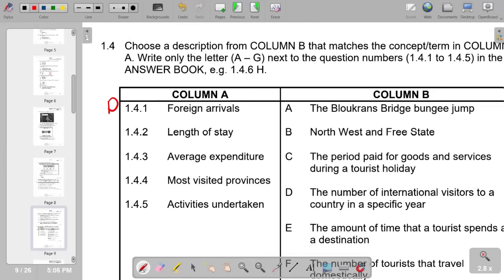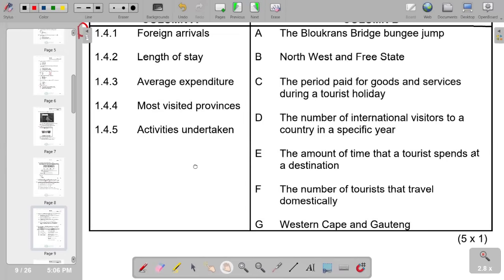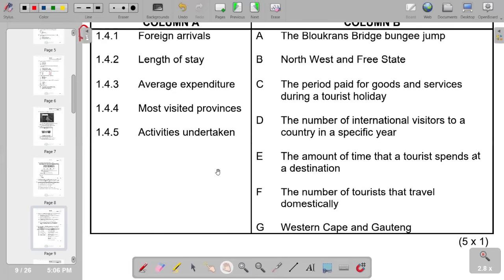We check again which one matches length of stay. Of course, we've got various responses. It is the amount of time that a tourist spends at a destination. E, that is the length of stay.